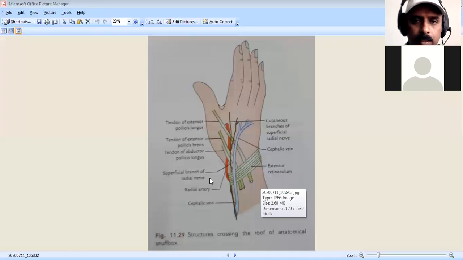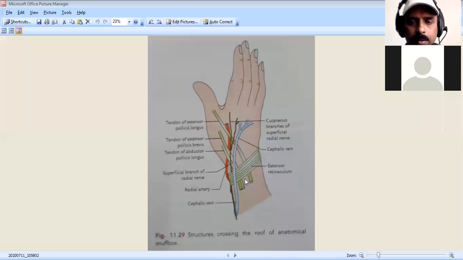In this, you have to know the definition, the boundaries, and the floor, roof, and contents of the anatomical snuff box. So it is very important to know. I have told almost all of it in the definition. It is a triangular depression on the lateral side of the wrist, and when the thumb is extended, it is very well seen. That you have to know.